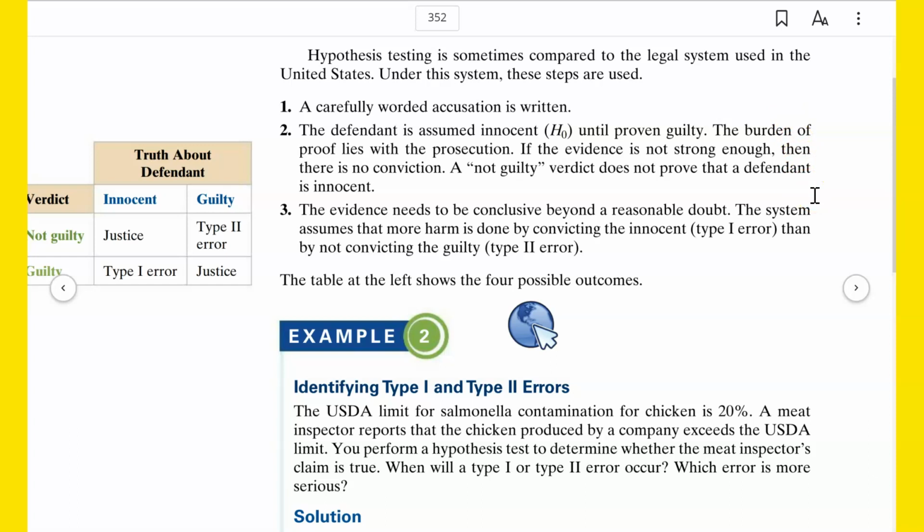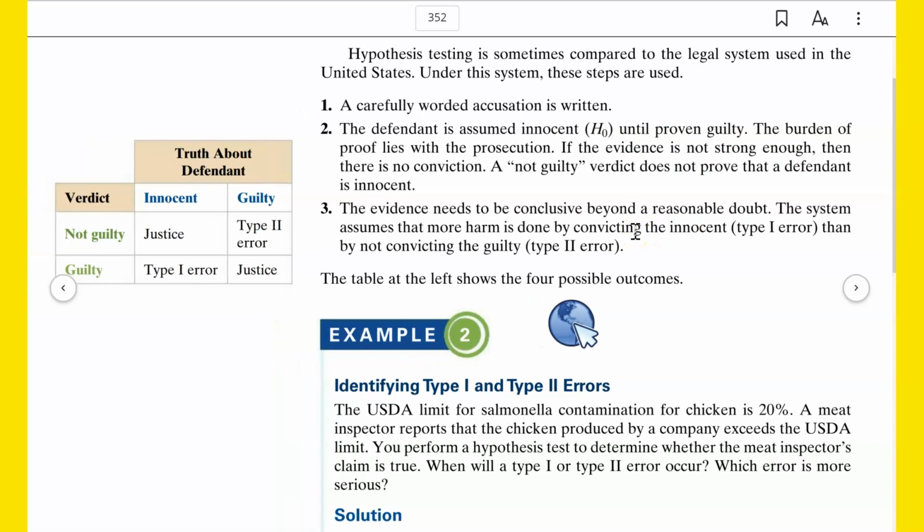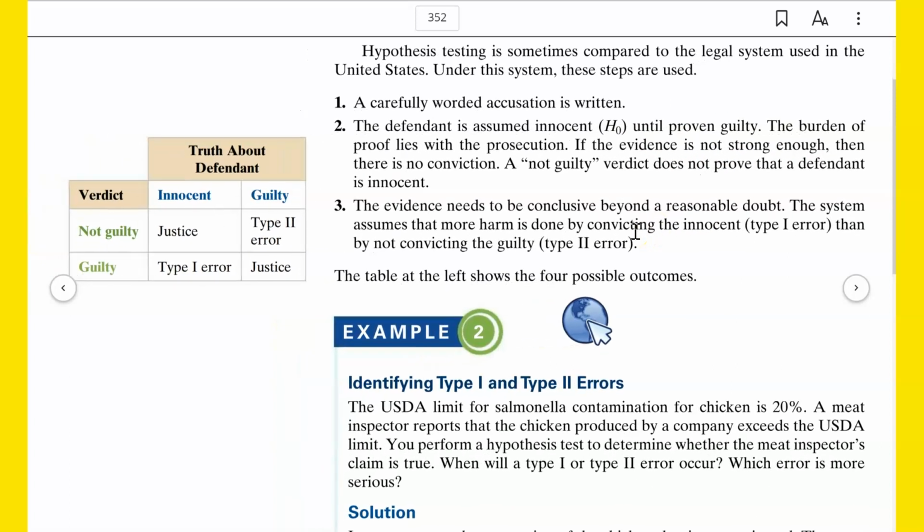The burden of proof lies with the prosecution. If the evidence is not strong enough, then there is no conviction. A not guilty verdict does not prove that a defendant is innocent, right? Not guilty does not mean he's actually innocent. It doesn't prove that he's innocent. It just means that it was not proven well enough that he was guilty to say that he was guilty.